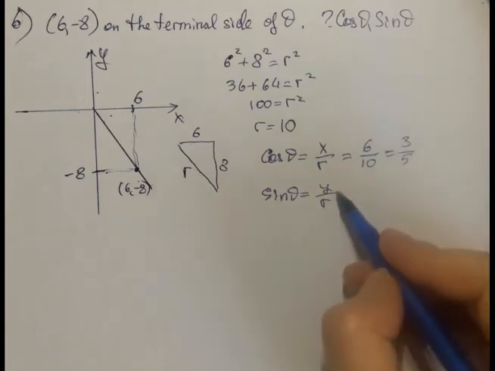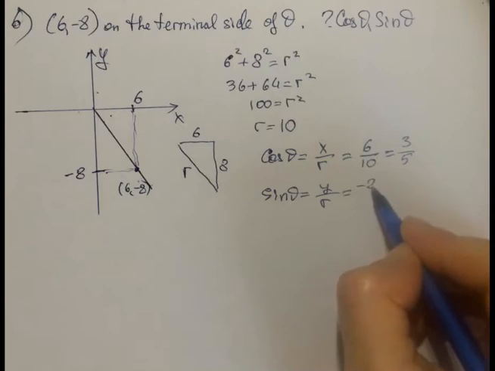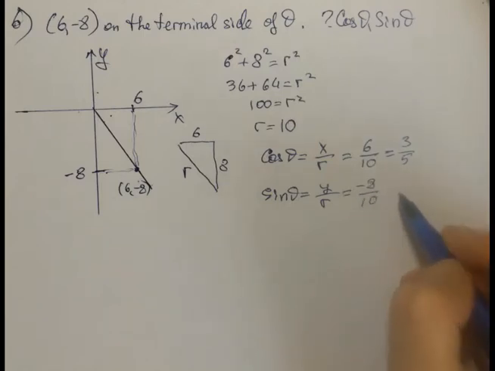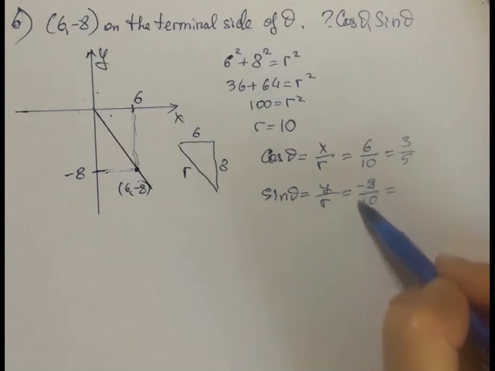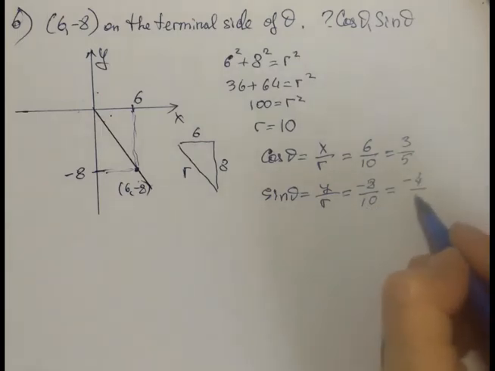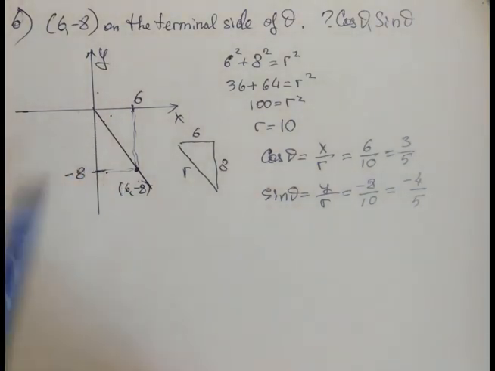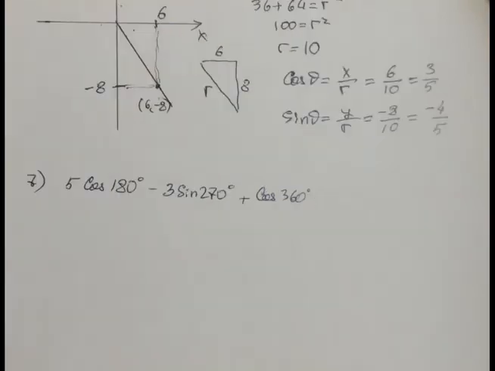Sine of theta equals y over r. We substitute -8 for y and 10 for r. And also we simplify this fraction by dividing by 2, numerator and denominator. 8/2 is 4, so -4, and 10/2 is 5. So the sine of theta is -4/5. Of course, sine is negative in the fourth quadrant and cosine is positive.